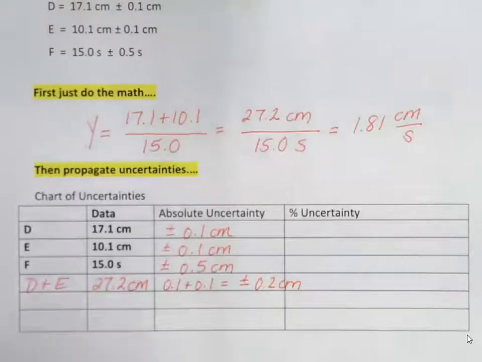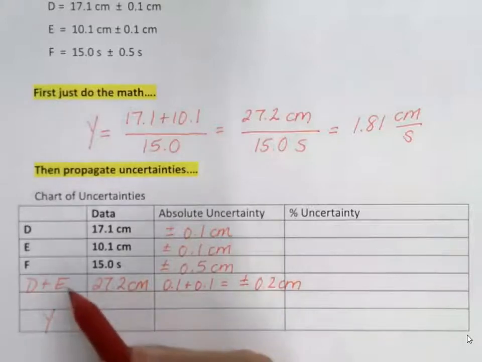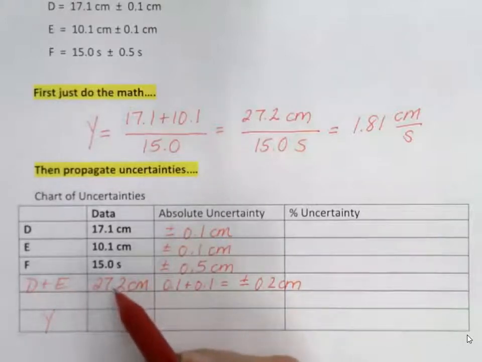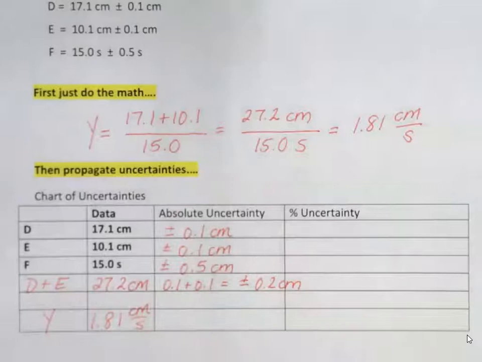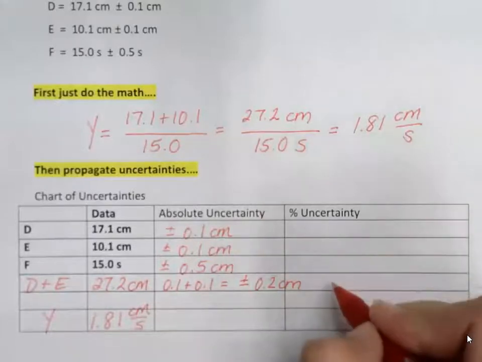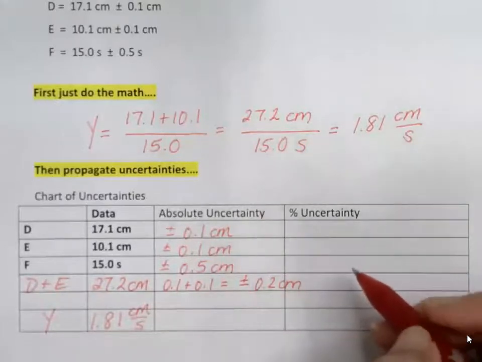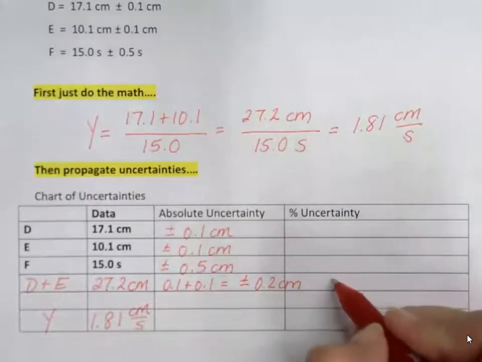The next step of the math was to calculate y. And the way I got y was I took d plus e and I divided by f. When I did that, I got the answer 1.81 centimeters per second. And since I divided, I need to add the percent uncertainties of d plus e and f. So pause and calculate percent uncertainties for those values. I'll write mine in.